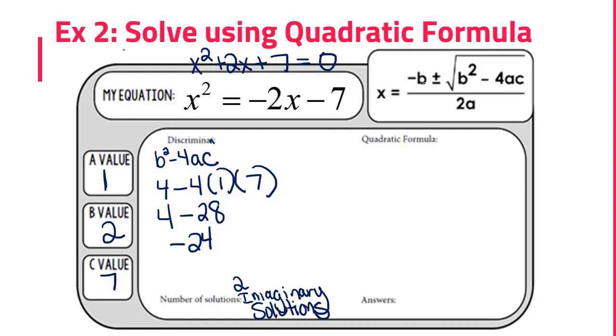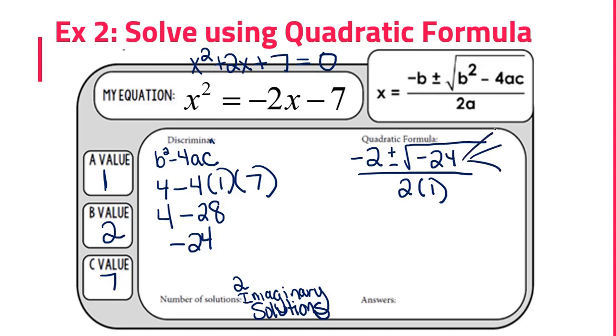Now let's finish the rest of our quadratic formula. So negative b, so negative 2, plus or minus the square root of our discriminant, which is negative 24, all over 2 times my a, which is 1. Oh, I've got to break down the square root of negative 24. Well, there's technically 3 things. There's going to be one i, right? That's going to take care of your negative. 4 times 6 will give me 24. Square root of 4 is 2. So I got negative 2 plus or minus 2i square root of 6 all over 2.